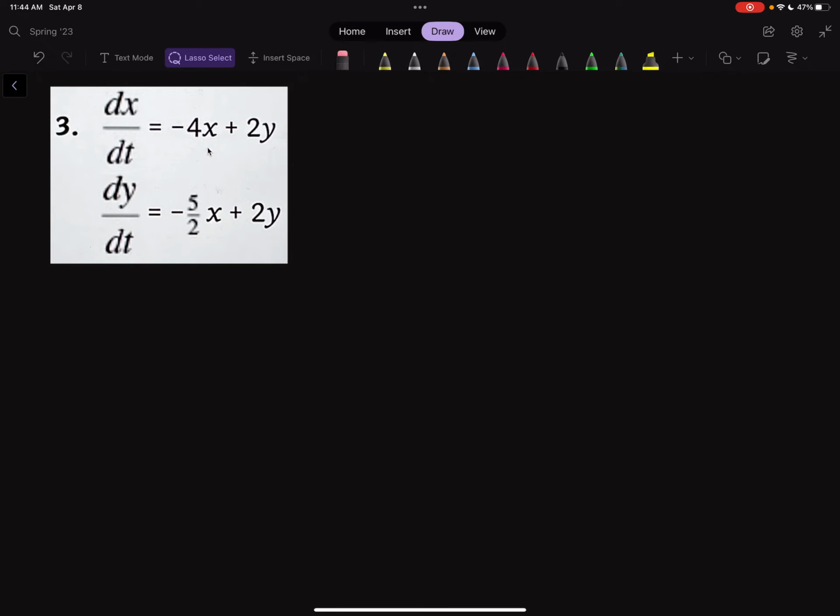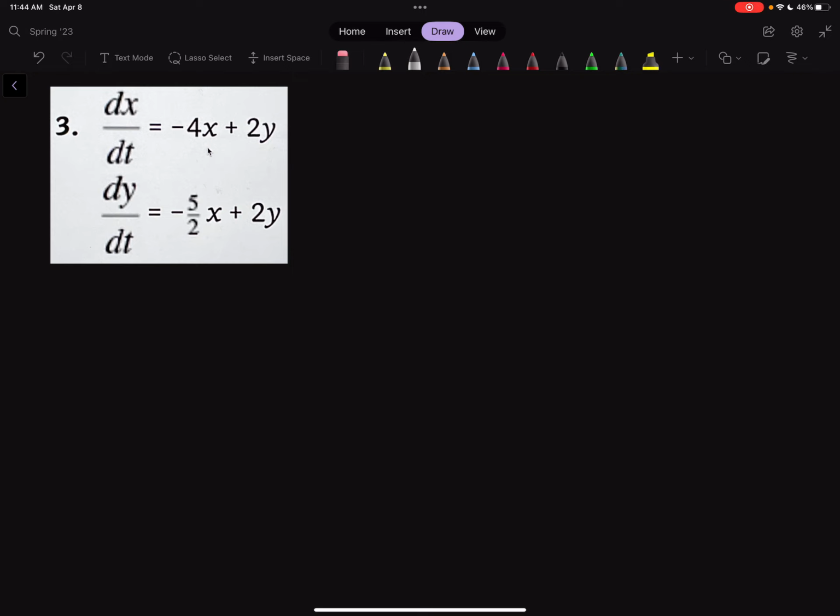Let's try to solve this system of differential equations. Well, the first thing that I like to do is know if I can solve this. I know how to solve first order linear systems of differential equations.